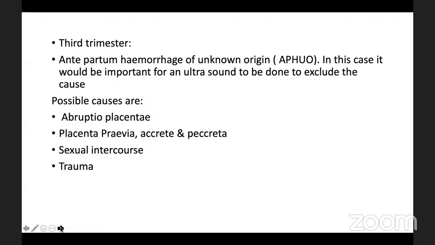Then you find that it becomes an emergency and we need to do a cesarean section immediately on these patients. Then sexual intercourse in pregnancy can also cause spotting, not really bleeding, but a bit of spotting that stops after you've observed the patient for about 48 to 72 hours. And trauma as well in pregnancy can cause bleeding.